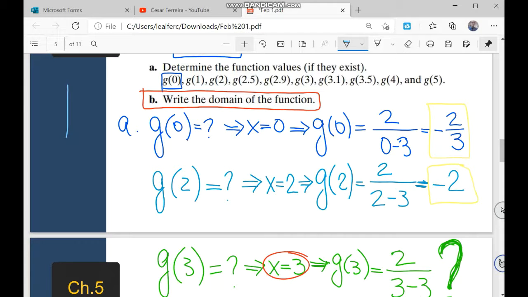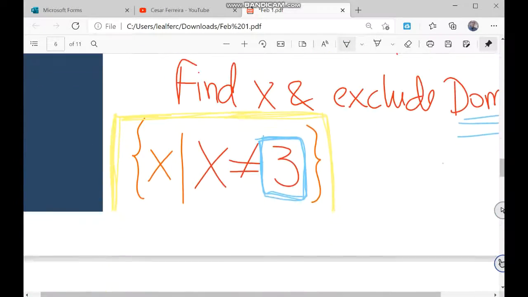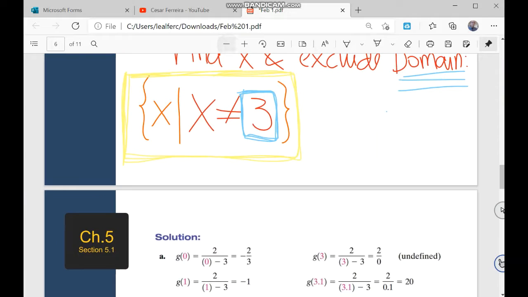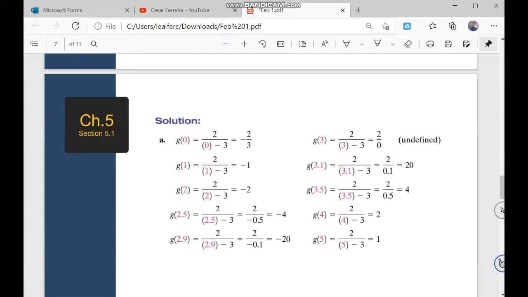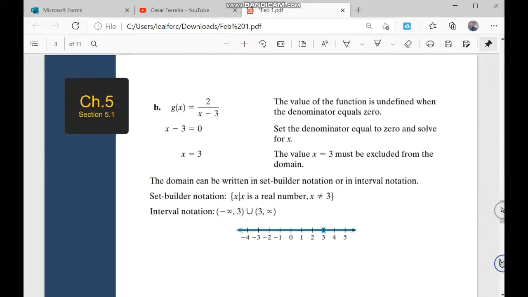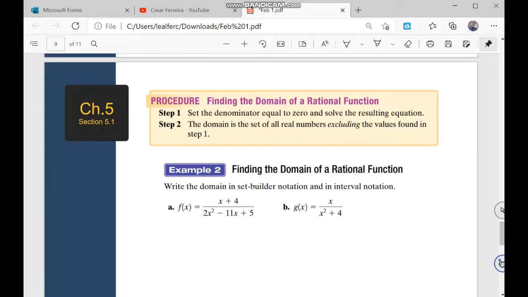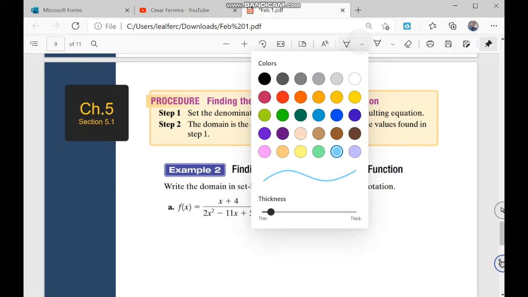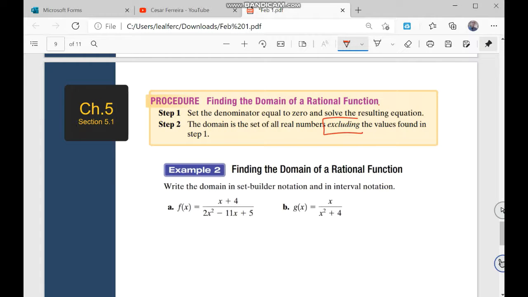If you don't have questions or comments or complaints, maybe we can move on. You can check all the solutions here for all the numbers. The procedure to find the domain of a rational function is step number 1: set the denominator equal to 0 and solve the resulting equation. And step 2: the domain is the set of all real numbers, excluding, deleting, removing the values found in step number 1. Okay?